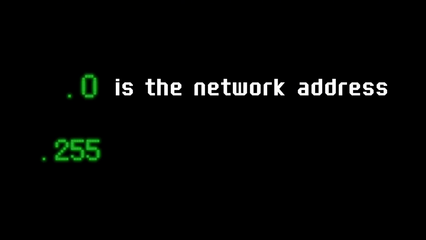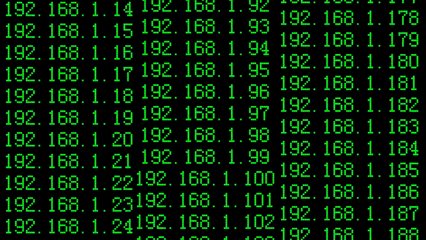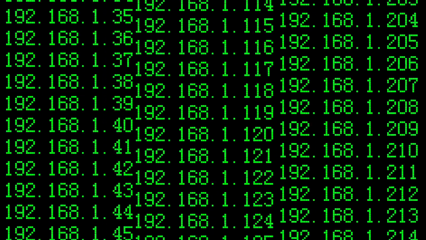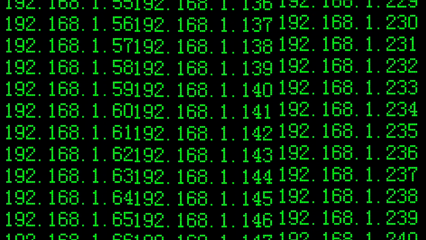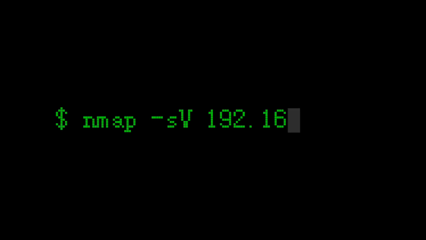Not all of those are usable. .0 is the network address, and .255 is the broadcast. But the subnet still contains 256 total addresses, and Nmap scans every one of them. Now that they know what devices are active, the next step is to look deeper into one of them, so scanning its open ports. It's the same as before.